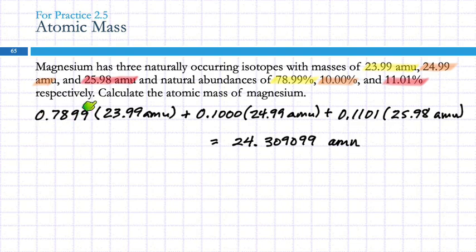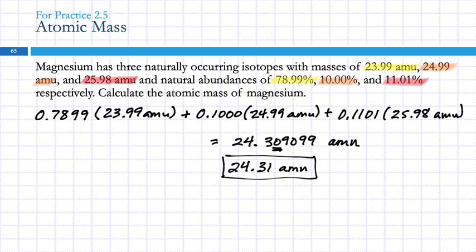So all of my abundances here have 4 sig figs. So I could look at my answer and say, well, 4 sig figs, that would be reasonable. And then look at our masses, not their sig figs, but their decimal places. All of these have 2 decimal places. So then it would also be reasonable to say, well, the answer should have 2 decimal places. And that ends up being the same place. So we're going to call this 24.31 atomic mass units.